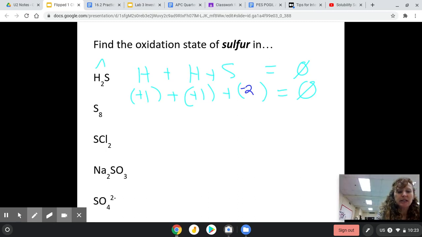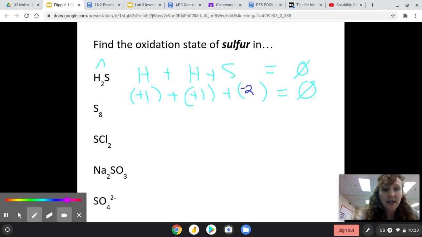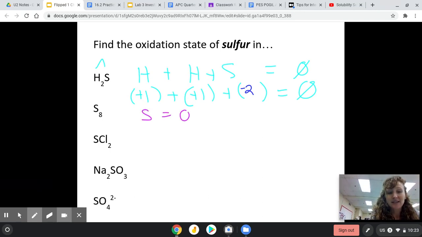Let's look at the next one, S8. So S8 is the elemental form of sulfur. So sulfur in this case is just going to be zero. Now you can go through this process and do the same thing we did on the example above. And you can say, okay, well, S plus S plus S plus S plus S plus S plus S plus S is going to be zero. So all the S's should be zero. But it's much faster and simpler to say, well, elemental form, it's automatically just zero. All right, let's look at the next one.